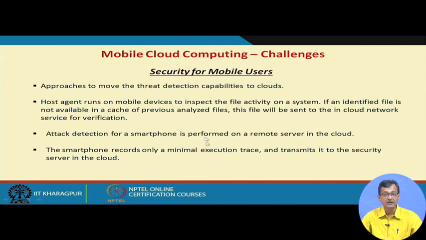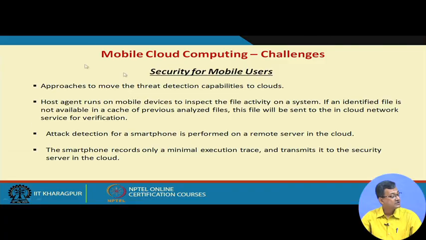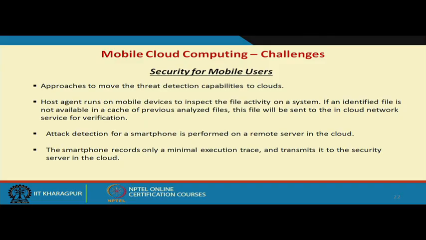And for security of the mobile users, one approach is to move threat detection capabilities to the cloud. So, there are different types of approaches. A host agent runs on the mobile devices to inspect the file activity on the system. Attack detection on a smartphone can be done on a remote server on the cloud, if there is connectivity between the things. So, there can be something that adversely affects the mobile user. The smartphone records only a minimum execution trace and transmits it to the security server in the cloud, right. So, that is another problem.